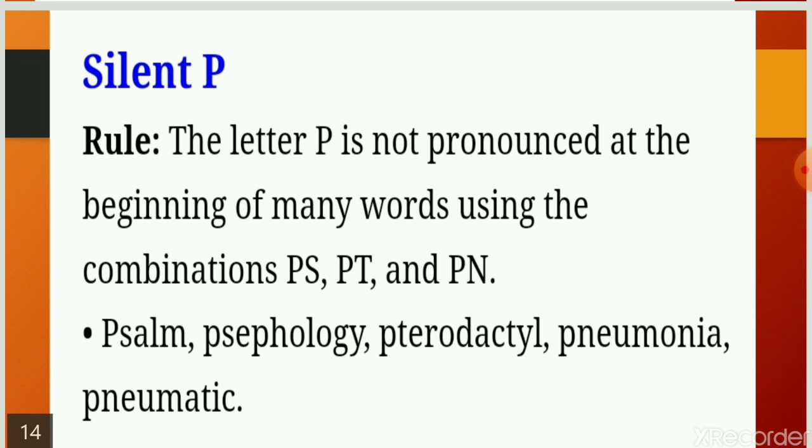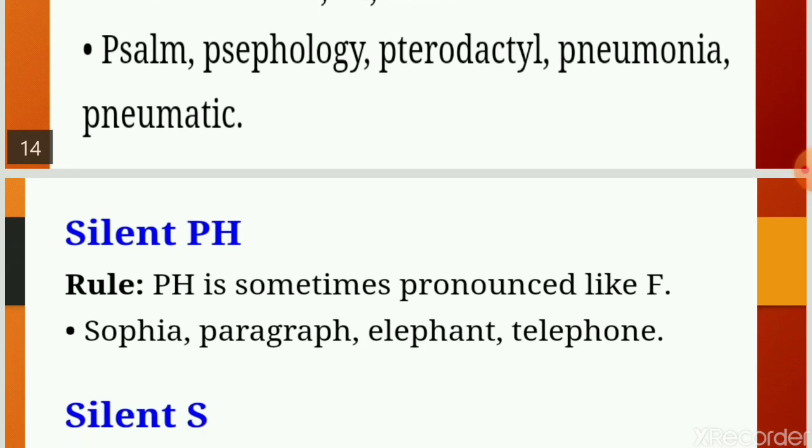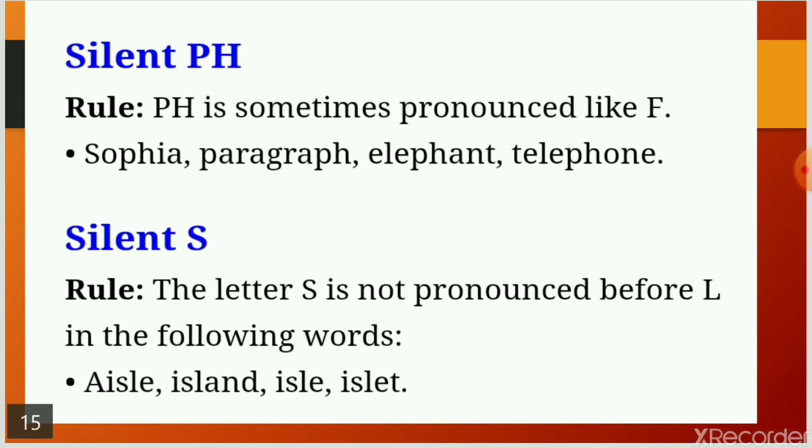Here the examples are psalm, psychology, pterodactyl, pneumonia, pneumatic. So see here, the combination of PS, of PT, of PN. In all these cases, P is silent, and you will understand better with some examples. These are absolutely good rules.